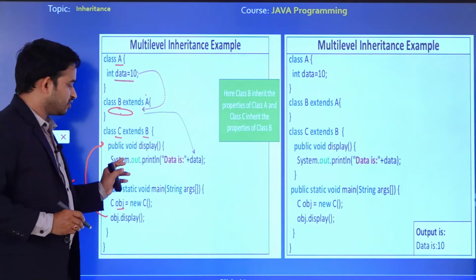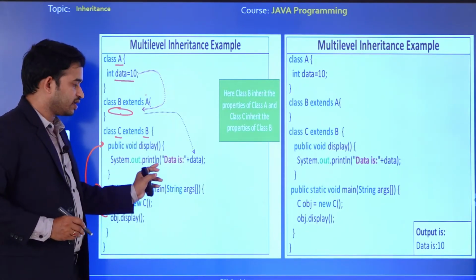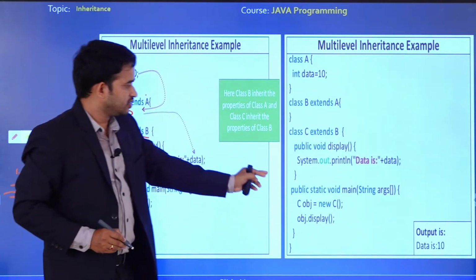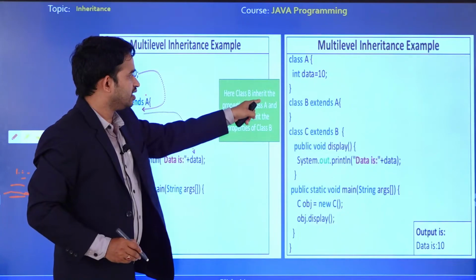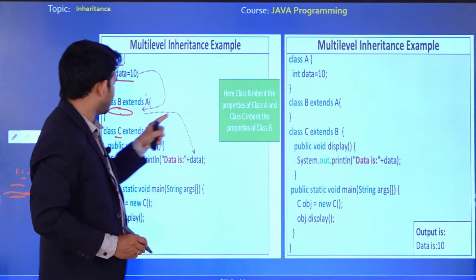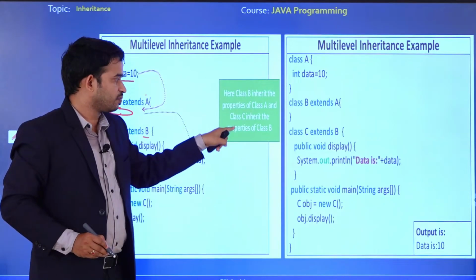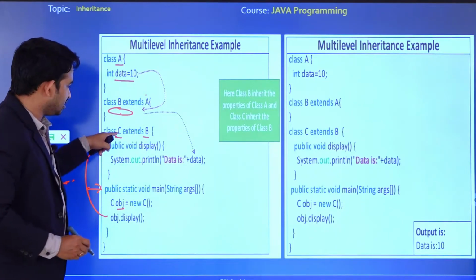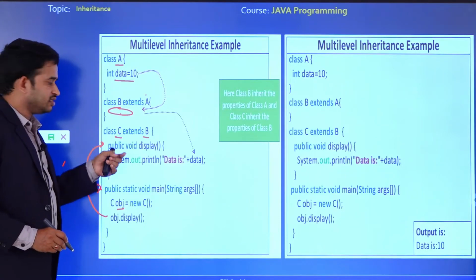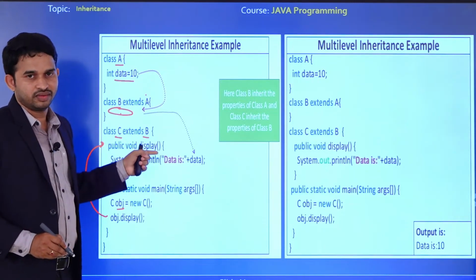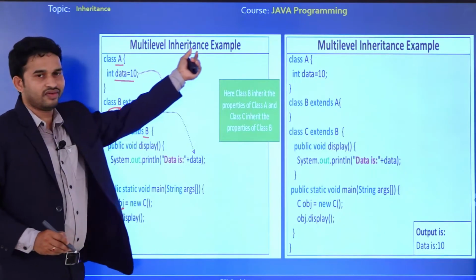Inside this method, what statement are we using? System.out.println, data is... What is the data here? 10. 10 is displayed. Here class B inherits the properties of class A, and class C inherits the properties of class B. So class C now contains the properties of A and the properties of B. That is the meaning of multi-level inheritance.